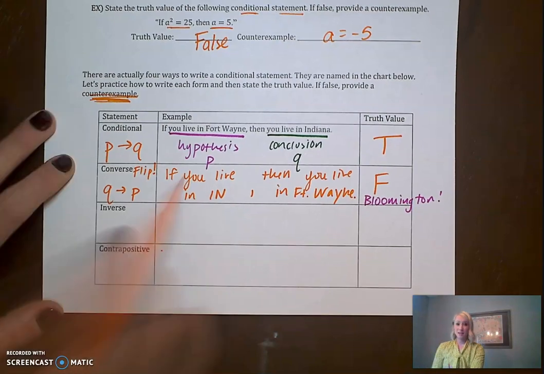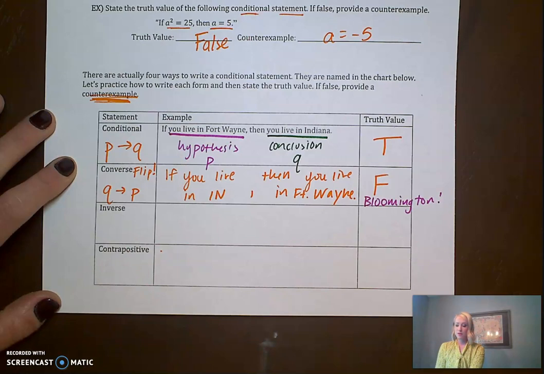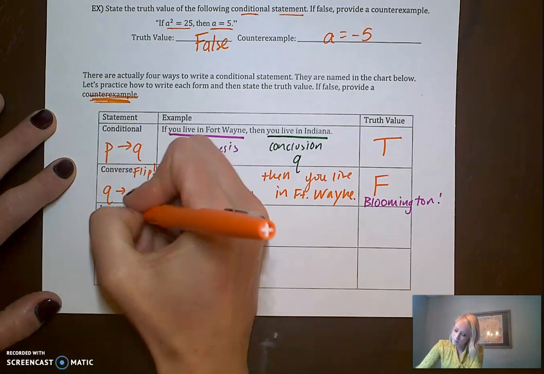Okay, so that's a converse. You just flip it around. The inverse, you don't flip it. You do what's called you make the statement negative.